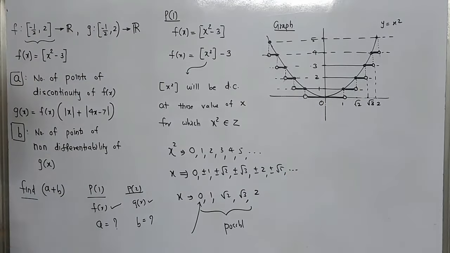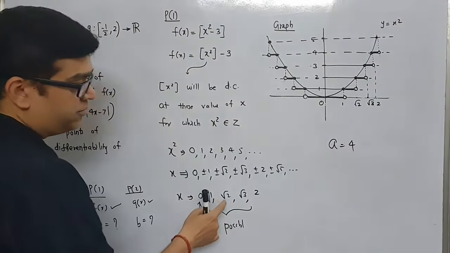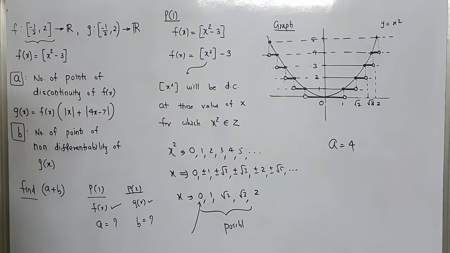So a is the number of points of discontinuity. In this case, a comes out to be 4, because there are now 4 points of discontinuity.